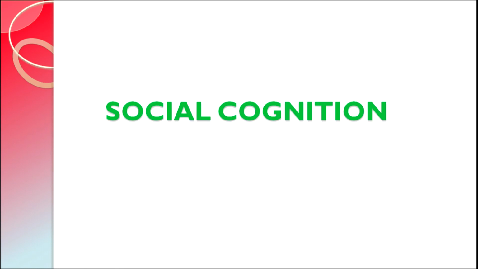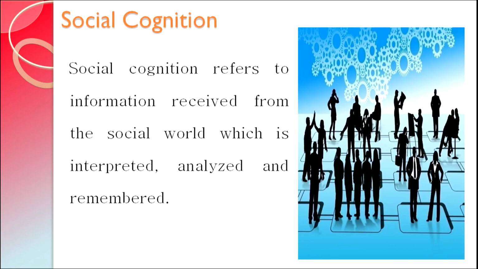Let us come to the last topic of today's discussion, which is social cognition. Social cognition means how we think and make judgments about the social world around us. Our minds try to make sense of the world around and make necessary adjustments to function in it in adaptable ways. Social cognition refers to the information received from the social world which is interpreted, analyzed and remembered such that we come to think, feel and understand about the people who live around us.